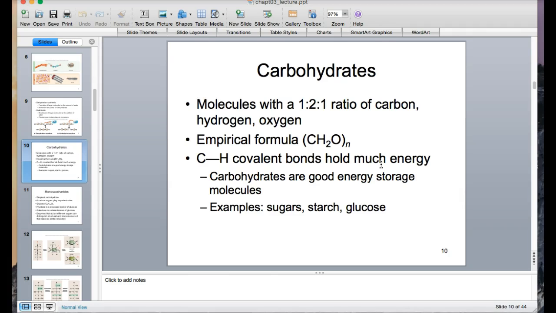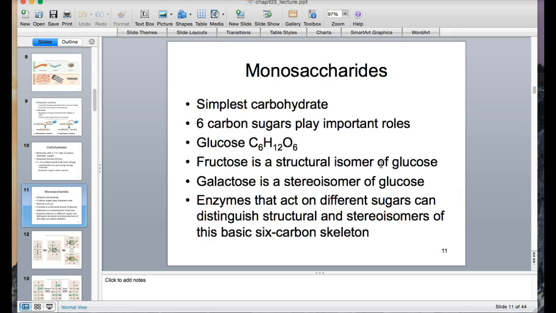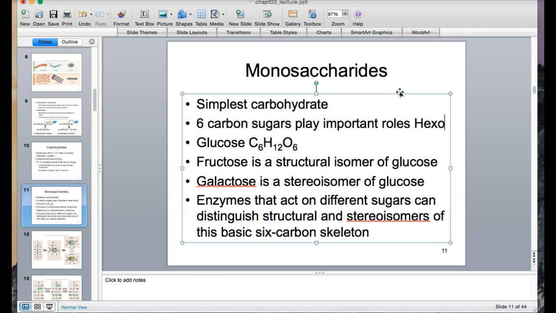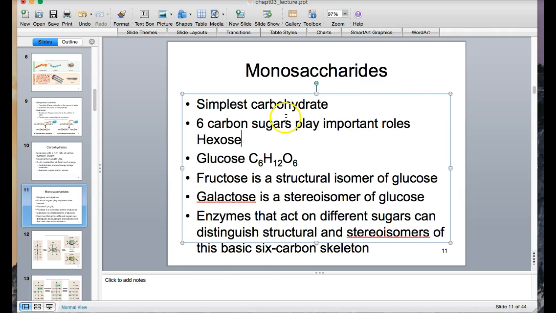So when we go to look at the different types of carbohydrates, we're going to look at monosaccharides, then disaccharides and polysaccharides. So let's take a look at monosaccharides first. Monosaccharides are the simplest carbohydrate form. They are going to serve as the monomer subunits to the larger molecules. You have those monosaccharides that contain 6 carbons, which are our hexose sugars. This you should remember from regular biology, advanced biology. So 6 carbon sugars are called hexose sugars.